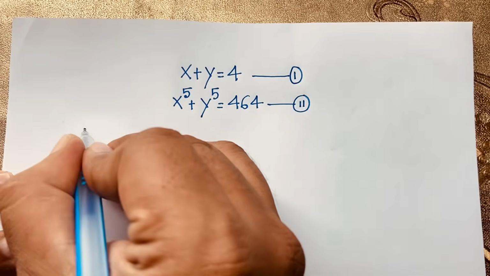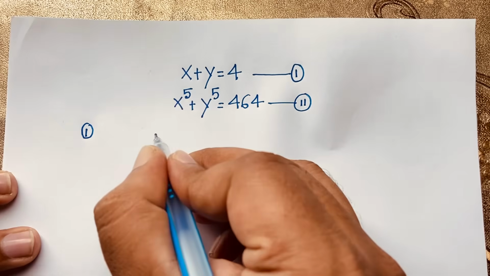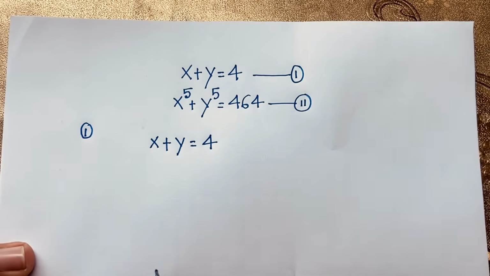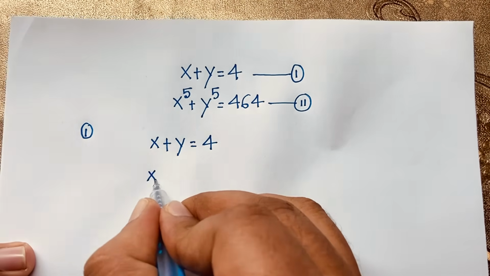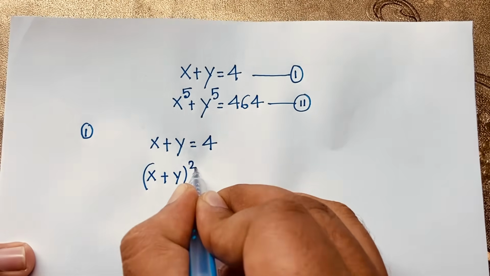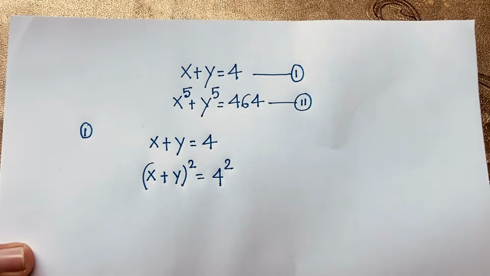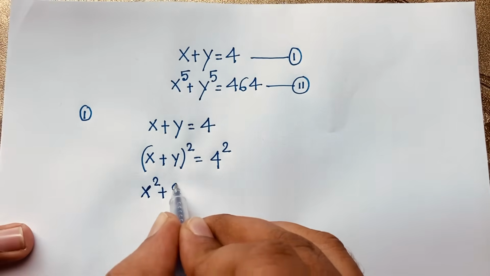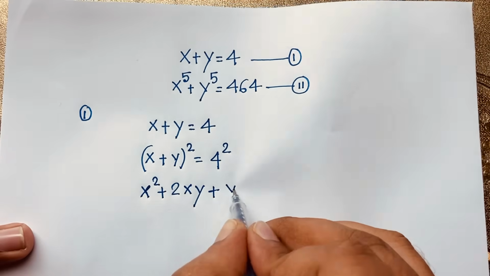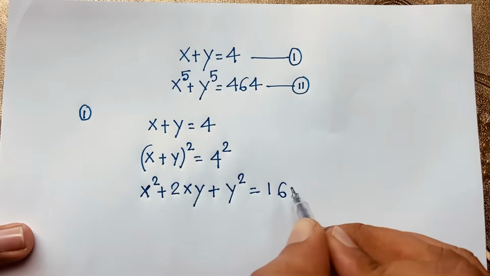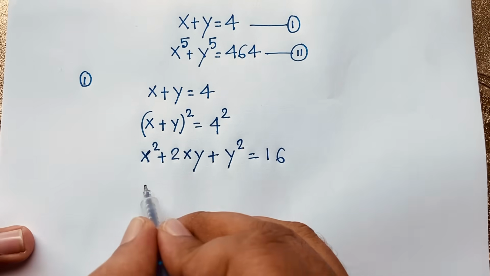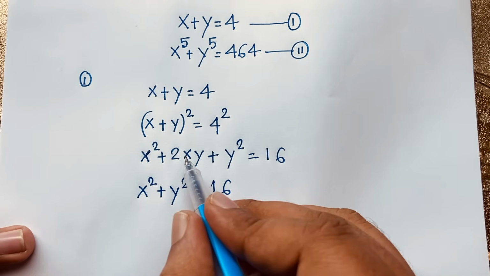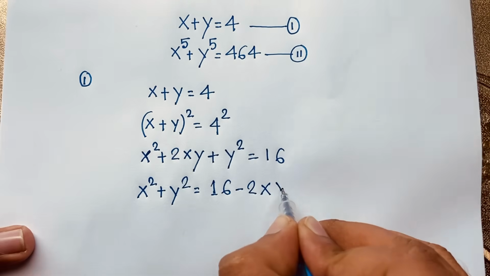Now, our first equation is x plus y equals 4. I take the square of both sides, so (x plus y) to the power 2 is equal to 4 to the power 2. Then (x plus y) squared is x squared plus 2xy plus y squared, which is equal to 4 squared, that is 16. Then x squared plus y squared is equal to 16, and if I move 2xy to this side, it will be negative 2xy. So this is our third equation.